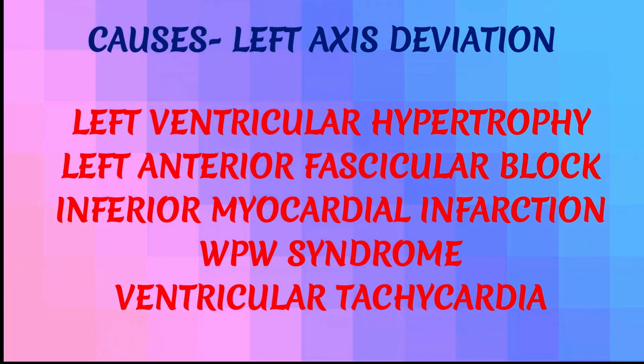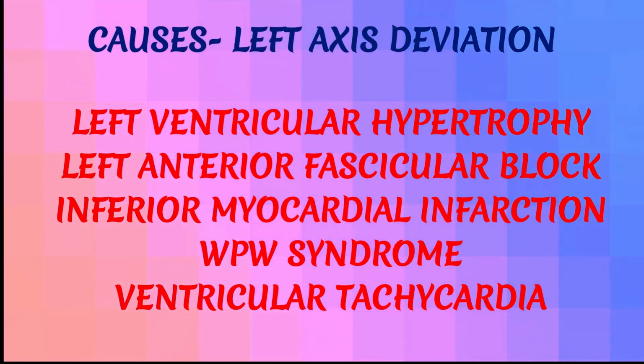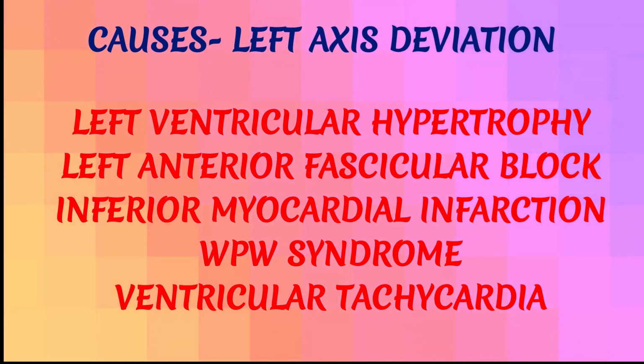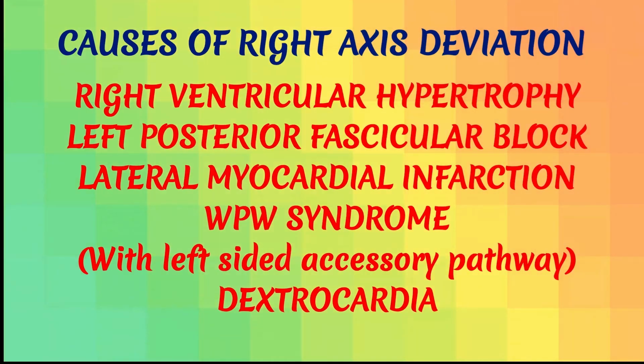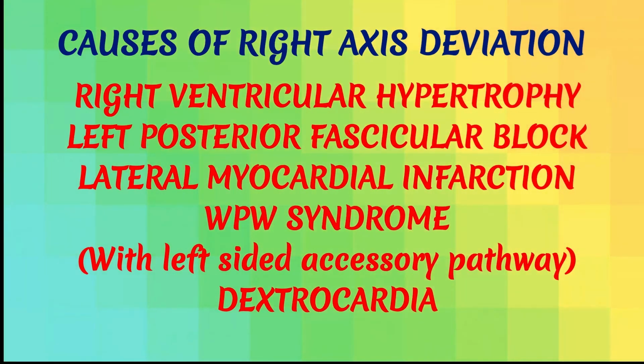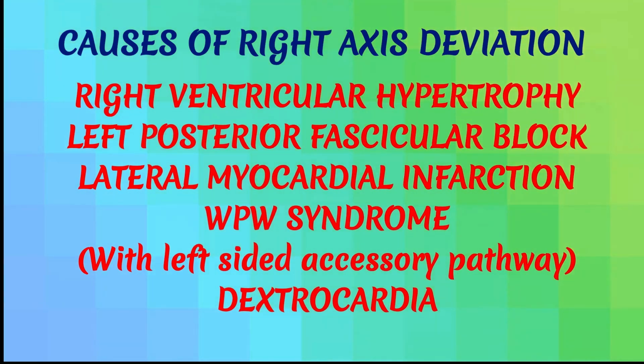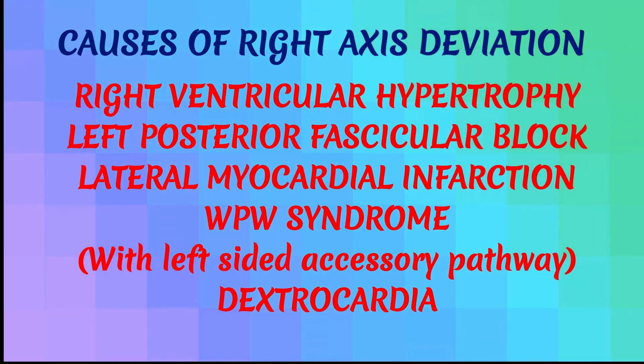Causes of left axis deviation include left ventricular hypertrophy, left anterior fascicular block, inferior myocardial infarction, Wolff-Parkinson-White or WPW syndrome, and ventricular tachycardia. Causes of right axis deviation include right ventricular hypertrophy, left posterior fascicular block, lateral myocardial infarction, WPW syndrome and dextrocardia.